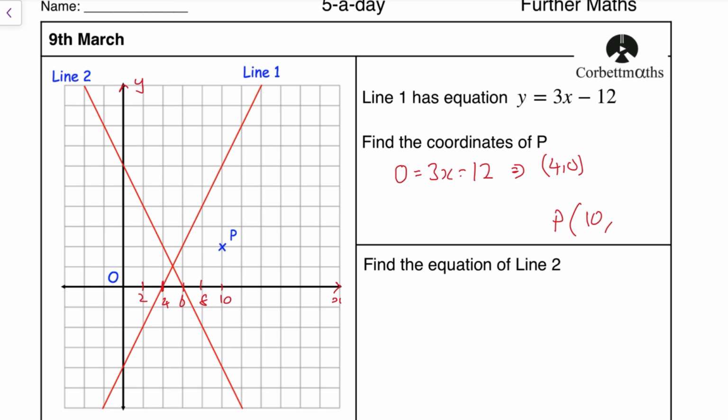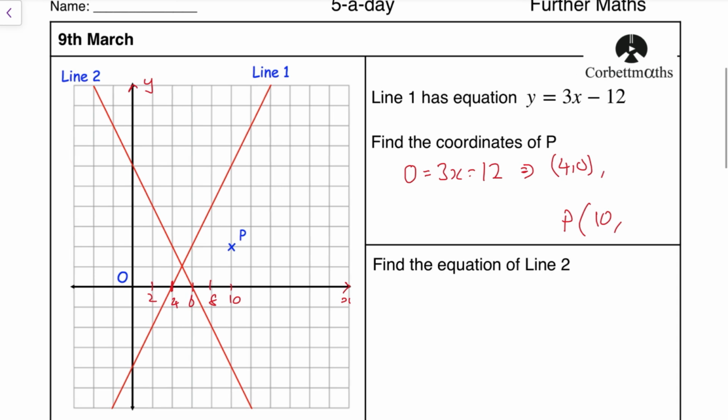Similarly, if I let x equal 0, this one's a little bit easier. x equals 0 gives me 0 minus 12, and so therefore this is minus 12. There are 1, 2, 3, 4 squares. So 12 divided by 4 is 3, so it goes up in 3s. So minus 9, minus 6, minus 3.